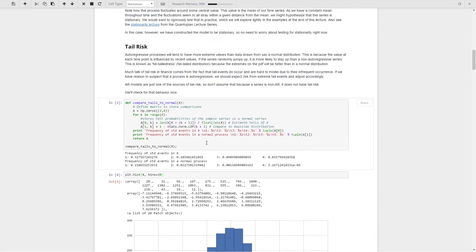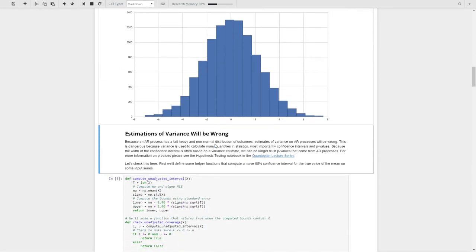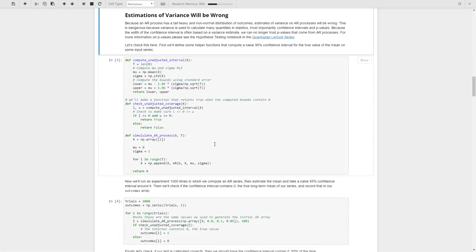But just keep in mind, this is what we mean by tail risk. Because everything in finance is so autocorrelated, extreme values lead to extreme values, so you're much more likely to get extreme events than you are in normally distributed data or T-distributed data. So it's a real thing, and that's why you need to account for and model autocorrelated behavior, and not assume it doesn't exist.